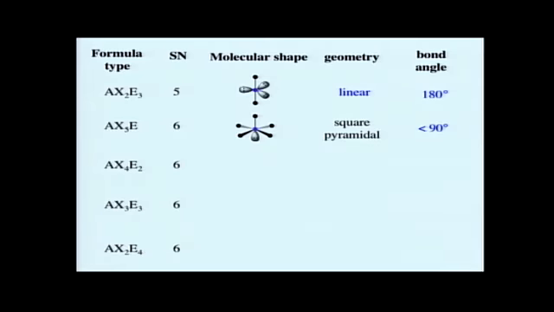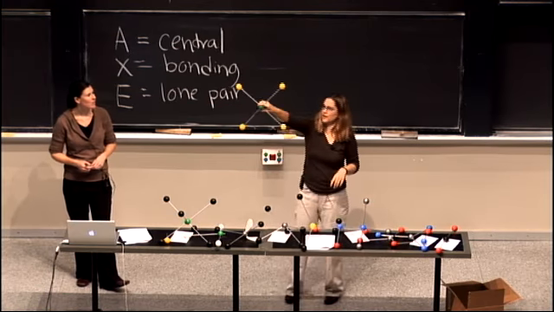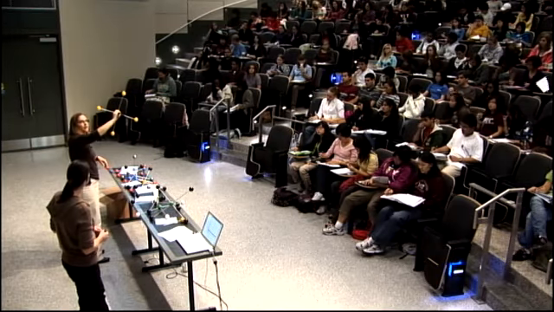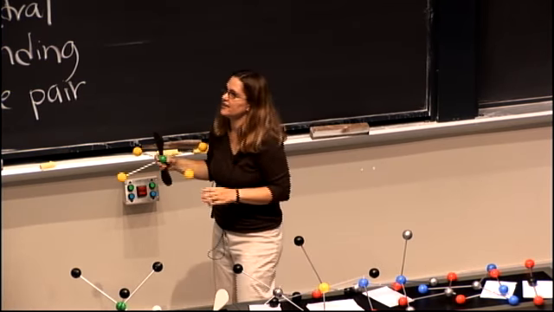So our next combination that we can think about is if we have 4 bonded atoms and 2 lone pairs, AX4E2. That's going to be called square planar. So again, we have the square and it's planar. And so what are your angles here? Yep, exactly 90.